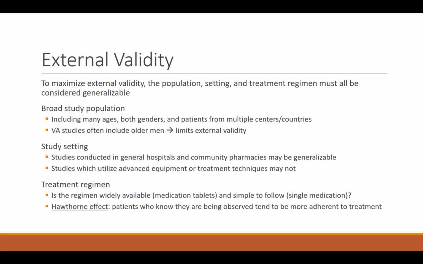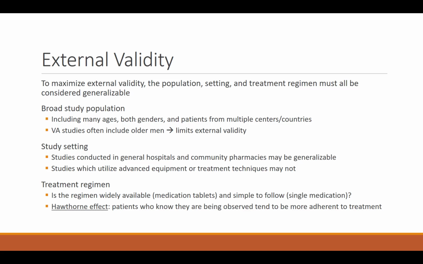For example, a study in VA centers often includes just older men. This limits external validity because you might not be able to apply those findings to women or to younger men who haven't seen military duty. The study setting also impacts external validity. Studies conducted in general hospitals or community pharmacies may be broadly applicable to all study settings in the United States, but for studies which utilize advanced medical equipment or treatment techniques like the new CRISPR technology, you can only use that technology in a couple specialized centers, so this would reduce external validity.